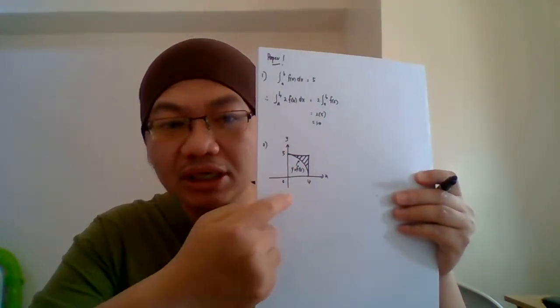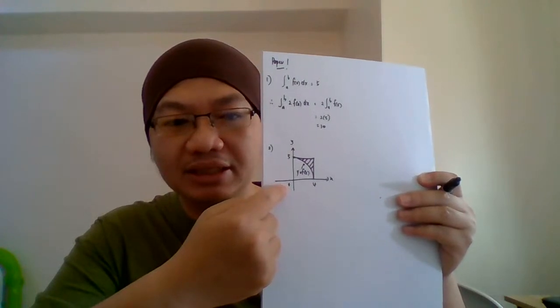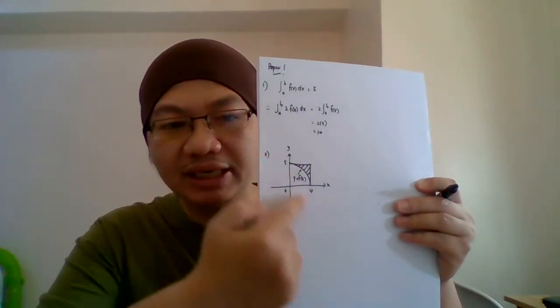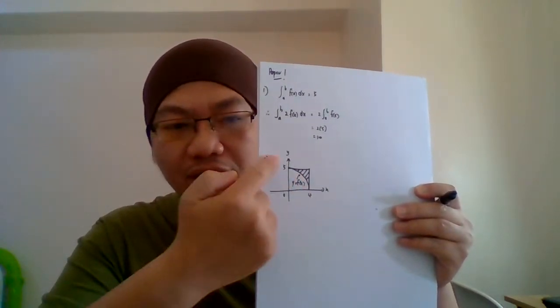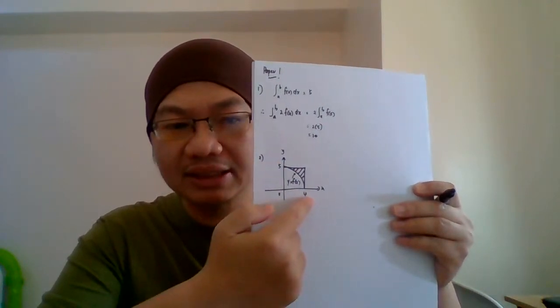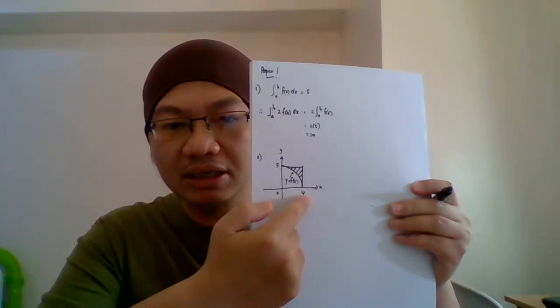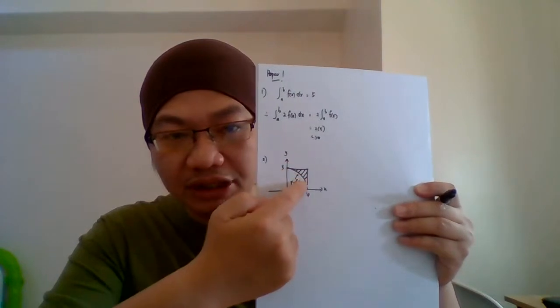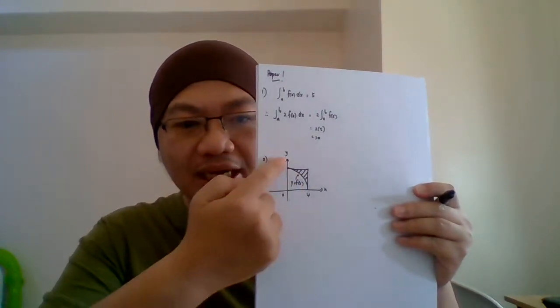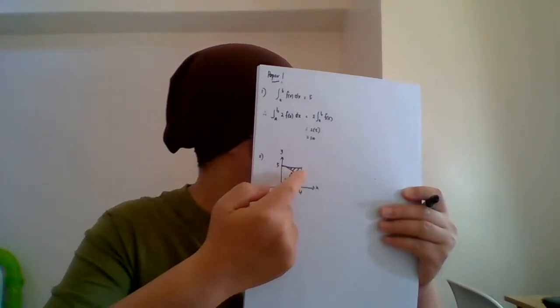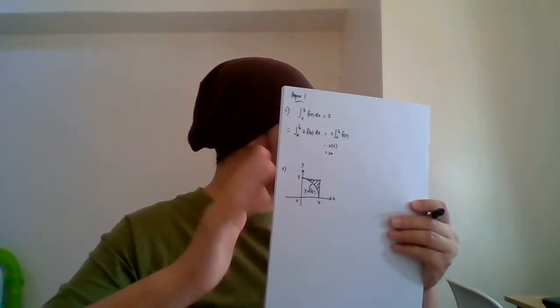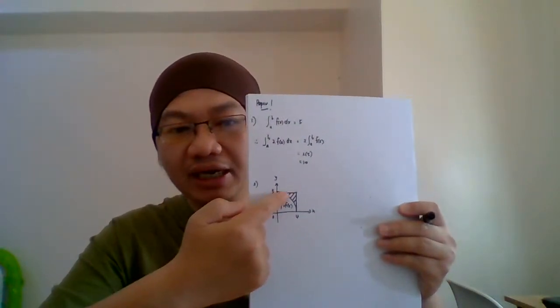Given that the curve equation, the coordinates here is 0, 5 for the y intercept, and the x intercept is 4, and the curve equation here is given by y equals to f(x), and the shaded region is over here. Now the soalan asking you to find the shaded region area.